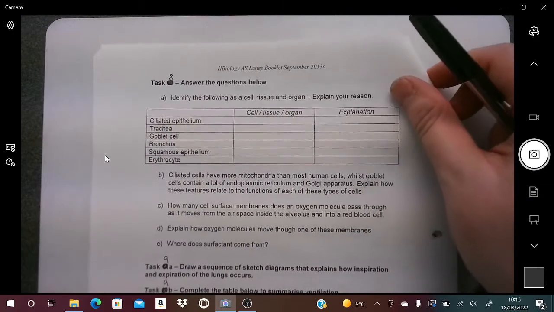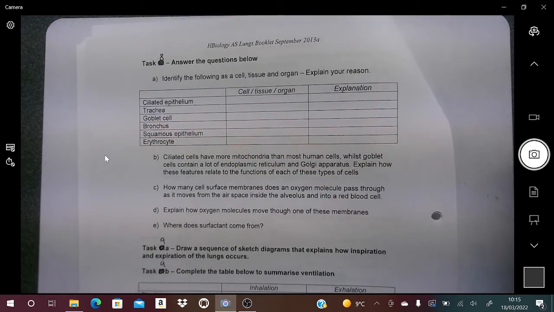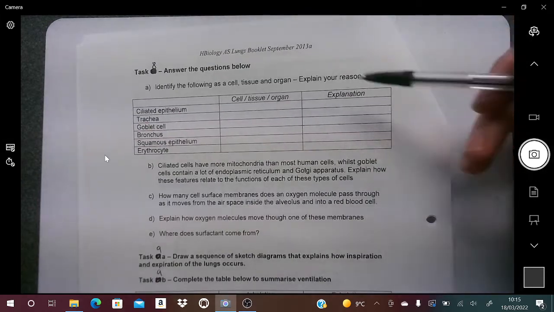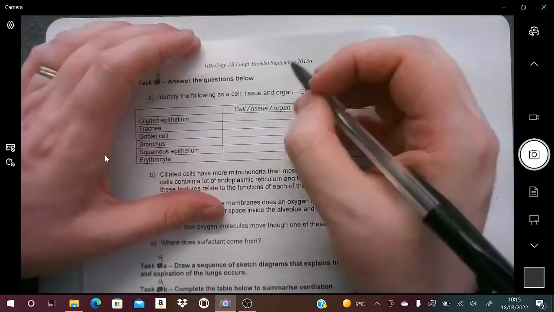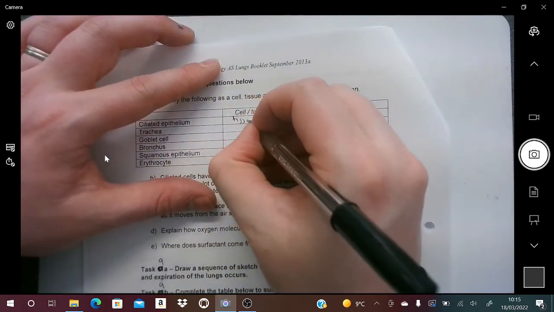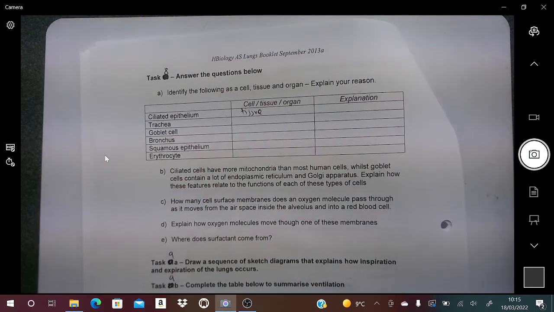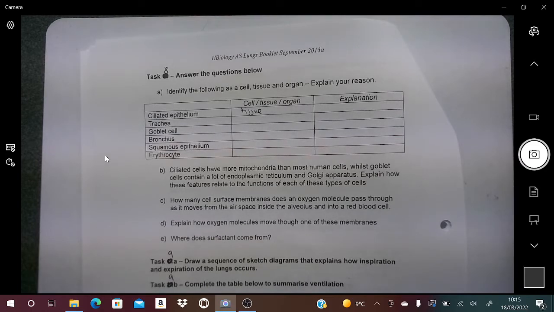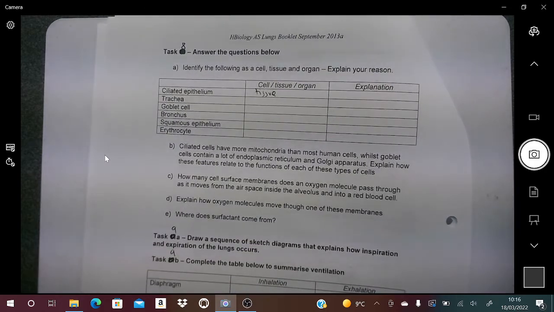We then move across to task 8. Identifying certain features as cell, tissue, organ, and an explanation. So the explanation is going to be the same regardless of whether it's tissue, organ, or cell, really. So ciliated epithelium, because there's multiple of them, it makes it a tissue. It's the same type of specialised cell, but there's lots of them, all with the same structure and providing the same function. And therefore that makes them a tissue, because they are a group of specialised cells performing a similar function.